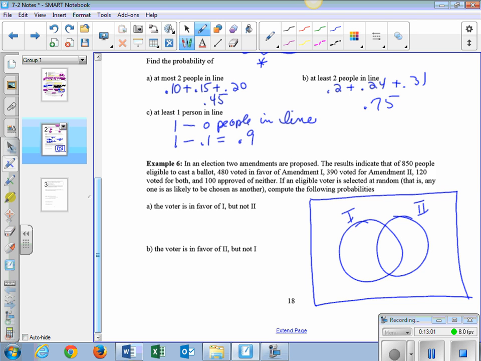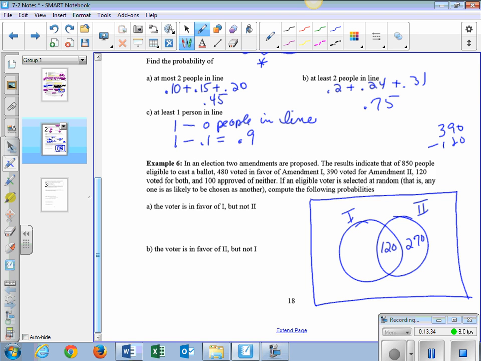Amendment 1, Amendment 2. Okay. I always start with what's in both, and it told me 120 were in both. So I'm going to put 120 there. It said that for Amendment 1, 390 were in favor of Amendment 1. Well, wait, no, that's Amendment 2. 390 voted for Amendment 2, so I'm going to take 390 and I'm going to subtract my 120 so I can see that I have 270 that goes over here.